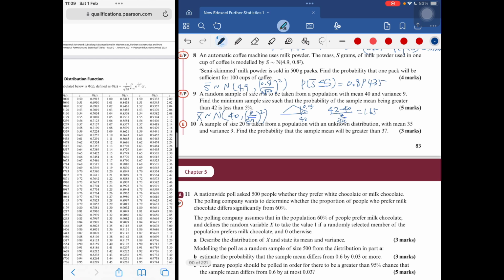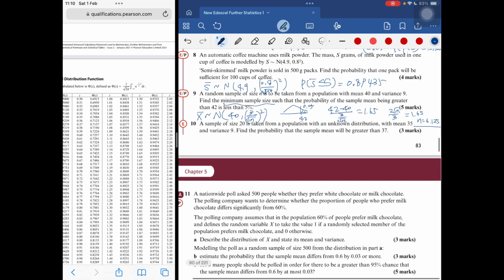So here, 2 over square root of n equals 1.65. So square root of n is 1.65 times 3 over 2, so n, minimum n is 6.125, which means n cannot be a decimal. So the minimum n is 7. So the minimum sample size is 7.